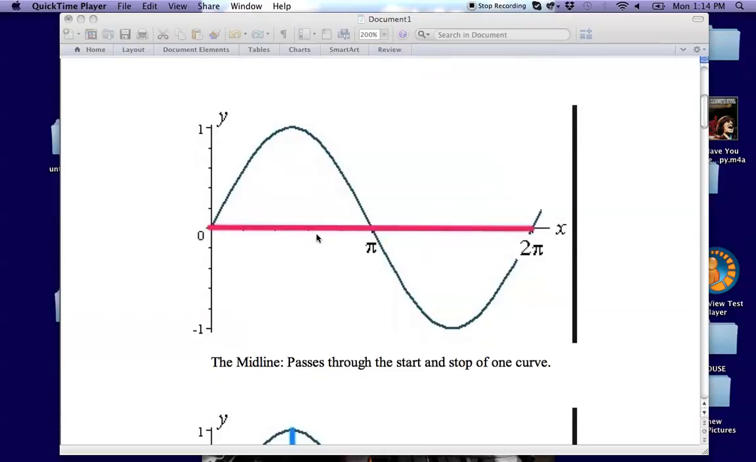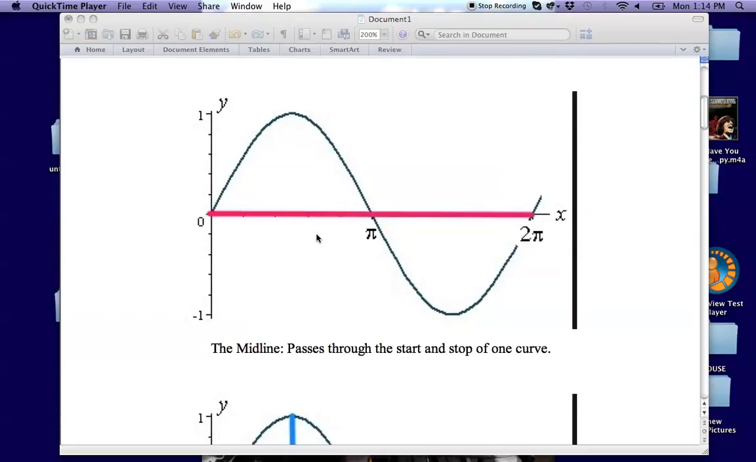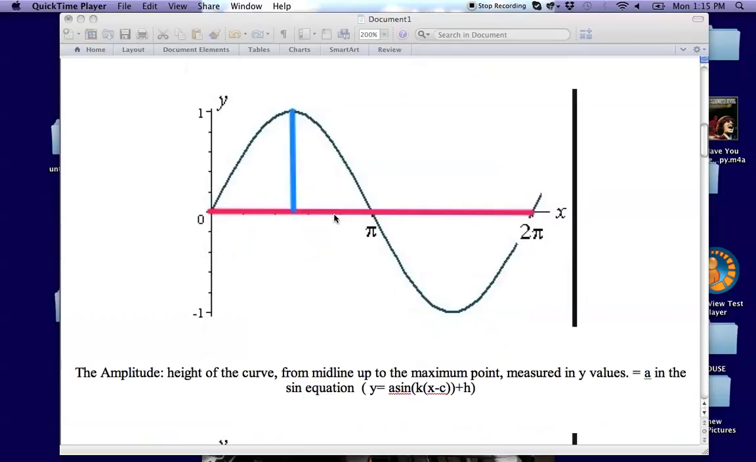Now, when you're trying to find the different features of a sine graph, the first thing that I always find is the midline. The midline is a line that passes from the start and the stop of one curve. It intersects the graph 3 times. This midline is on the x-axis. I would say the midline is the line y equals 0. But that's not always the case, depending on if your graph has experienced any transformations, shifting up, down, right, or left.